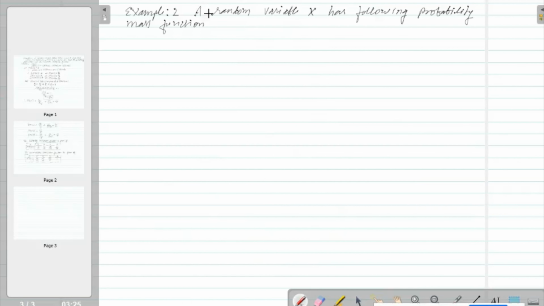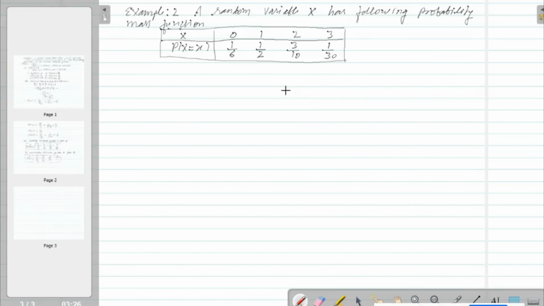A probability mass function is given. x takes the values 0, 1, 2, 3, and the probabilities p of x are given as 1/6, 1/2, 3/10, and then 1/30. These are given to you.